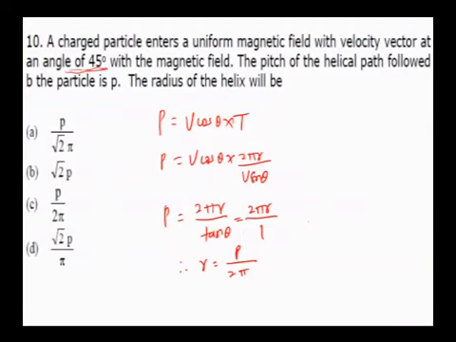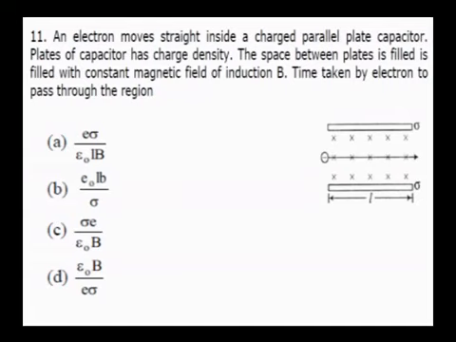Okay, then we'll move to the next question, that is question number 11. In this question it is given that an electron moves straight inside the parallel plate capacitor. So you know that between the parallel plates of a capacitor there is an electric field, and in the question it is given that it is also filled with a magnetic field. But it is moving along a straight line. Therefore we'll use the condition for a velocity selector, that is v equals E by B. Okay, so this is the condition for a velocity selector.